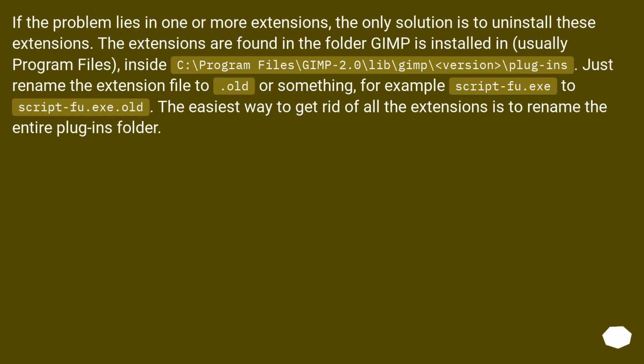If the problem lies in one or more extensions, the only solution is to uninstall these extensions. The extensions are found in the folder GIMP is installed in, usually program files, inside C:\program files\GIMP 2.0\lib\gimp\<version>\plugins. Just rename the extension file to .old, or something, for example, scriptfoo.x to scriptfoo.x.old. The easiest way to get rid of all the extensions is to rename the entire plugins folder.